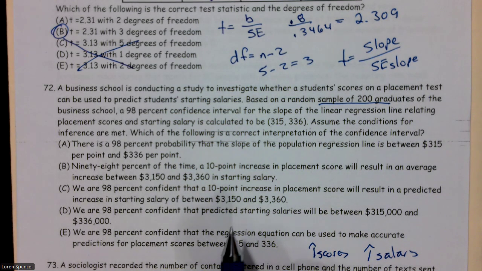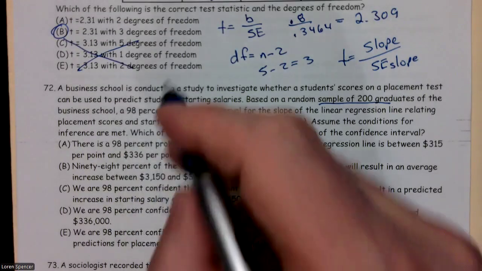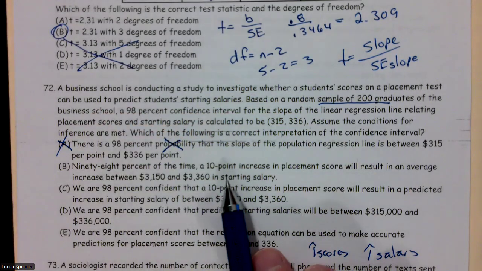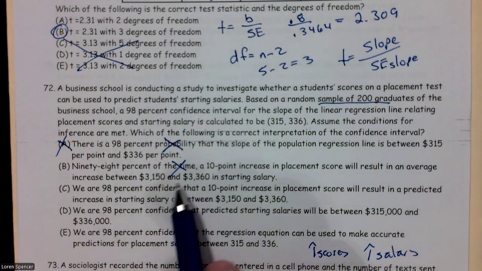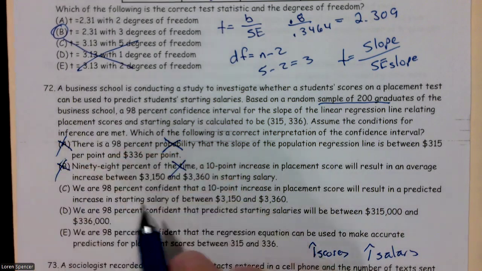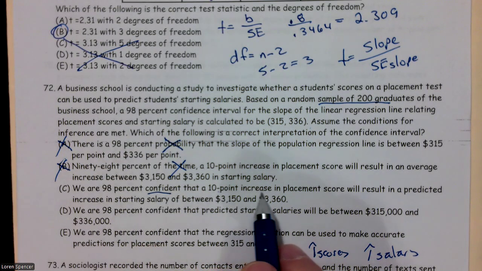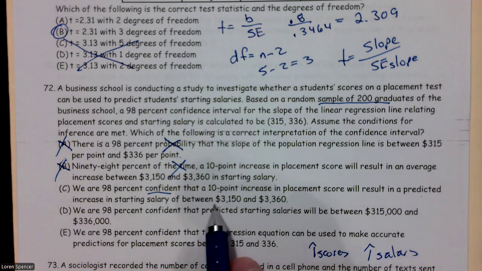When we look at the choices, there's a 98% probability. As soon as I saw the word probability, I was out. That's not going to be it. 98% of the time, I don't like that either, because it's not 98% of the time. We're just 98% confident that it's contained in there. We are 98% confident, and I like that word, that a 10-point increase in a placement score will result in a predicted starting salary of 3,150 to 3,360.